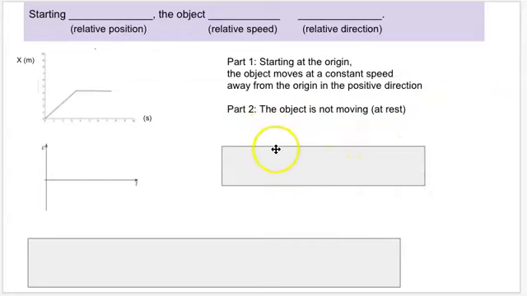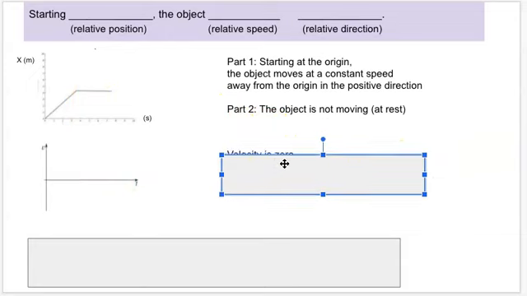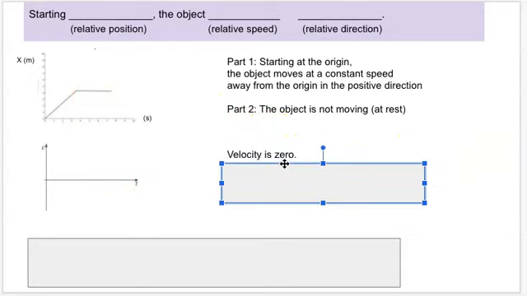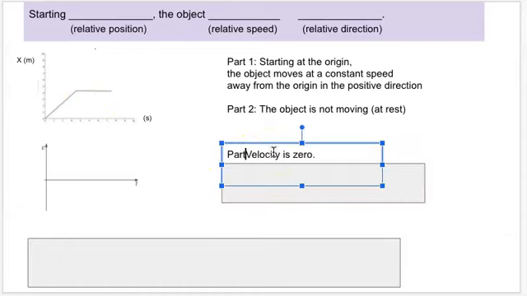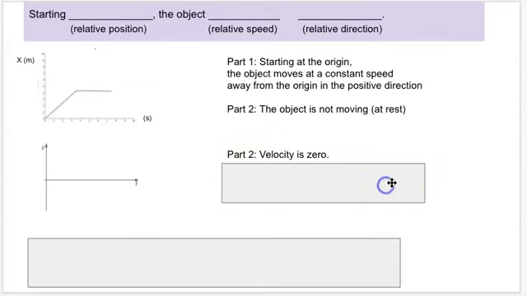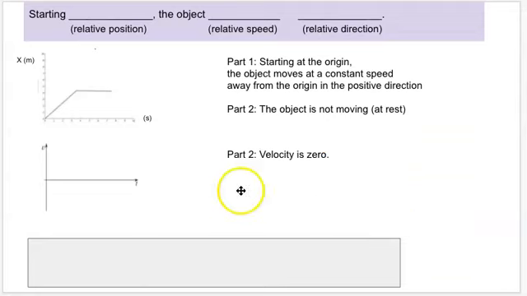So let's translate this even more bluntly to velocity. That means that the velocity is zero. If the slope is, let me correct myself here, for part two, the velocity is zero. If the slope is zero, the velocity is zero. All right, so let's draw this here. We know that the first segment is going to look like this, because that's what we did before. And we now know that the second segment is going to look like this.